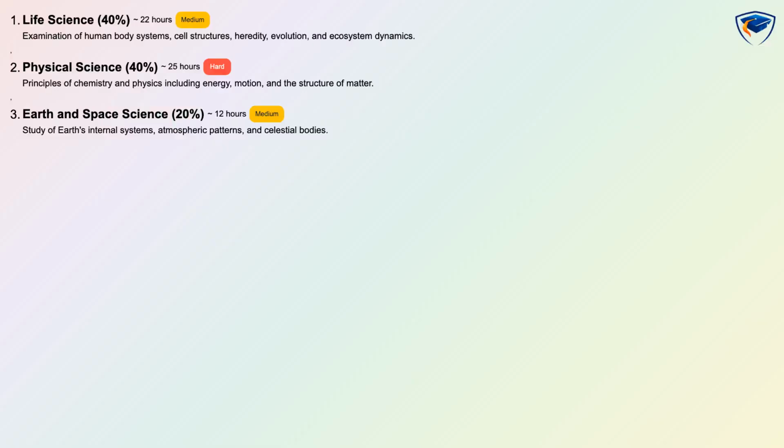Life science focuses on the examination of human body systems, cell structures, heredity, evolution, and ecosystem dynamics. Physical science covers the principles of chemistry and physics, including energy, motion, and the structure of matter. Earth and space science explores the study of Earth's internal systems, atmospheric patterns, and celestial bodies.